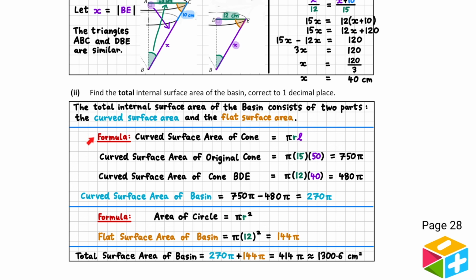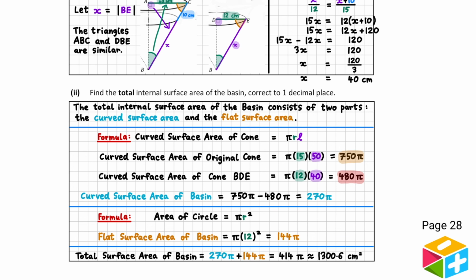The first result we need to use is that the curved surface area of a cone is equal to pi RL, where R is the radius and L is the slant height. The original big cone had a radius of 15 centimetres and a slant height of 50 centimetres. Subbing these values in gives us 750 pi. The smaller cone, BDE, which I had coloured in red, has a radius of 12 centimetres and a slant height of 40 centimetres. Subbing these in gives us 480 pi.